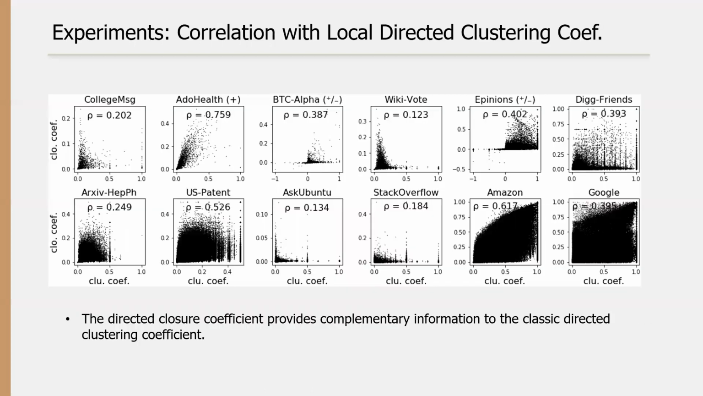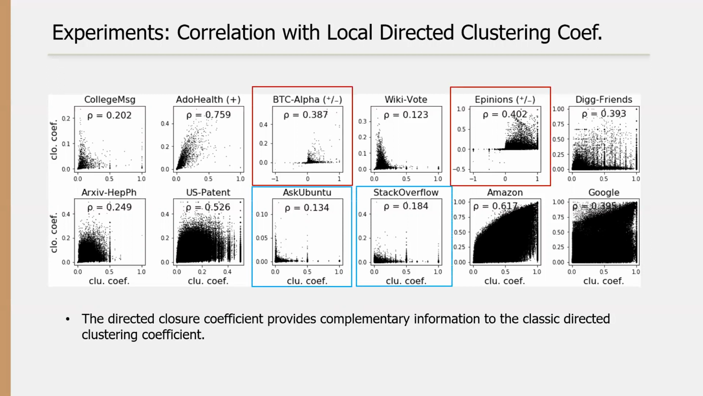The scatter plot shows their relationship more clearly. The Pearson correlation is positive but weak. It shows that the directed closure coefficient provides complementary information to the classic clustering coefficient. And second, similar networks exhibit similar relationships between them.